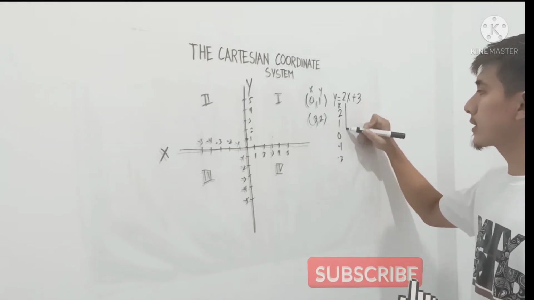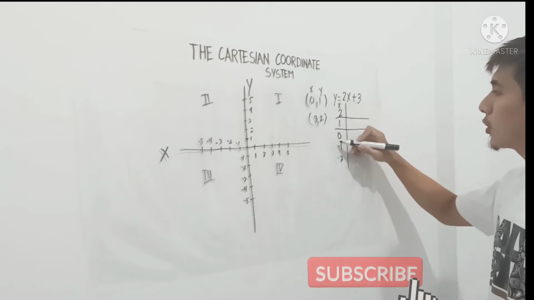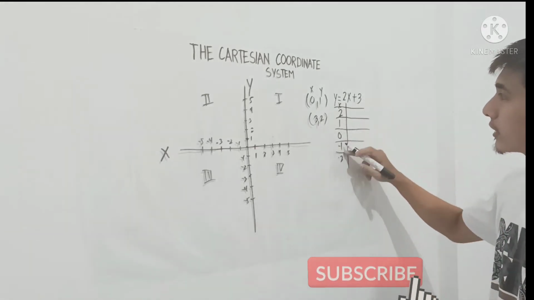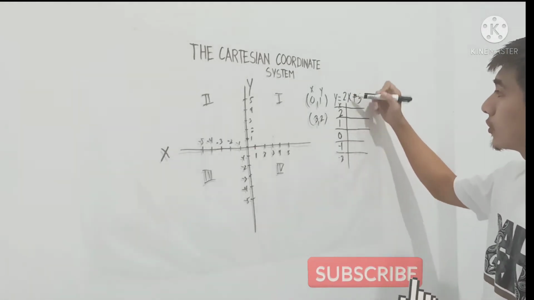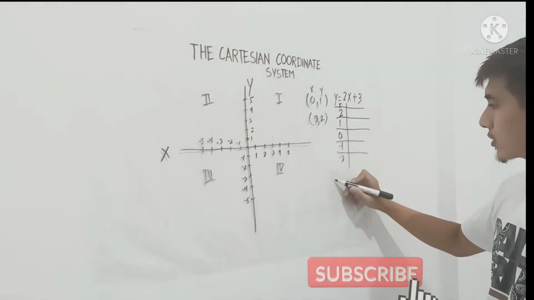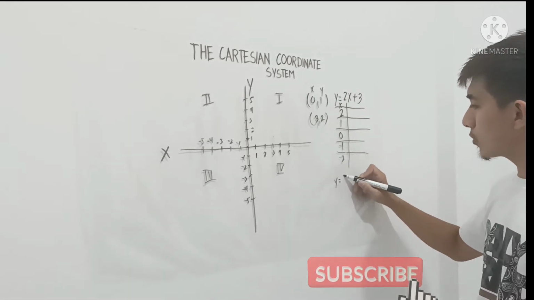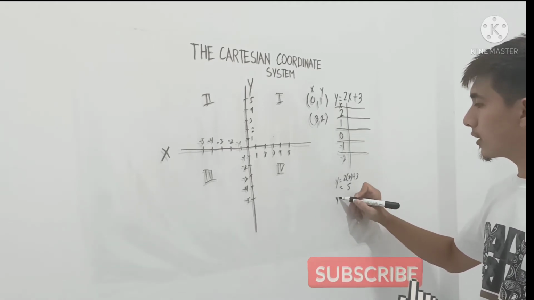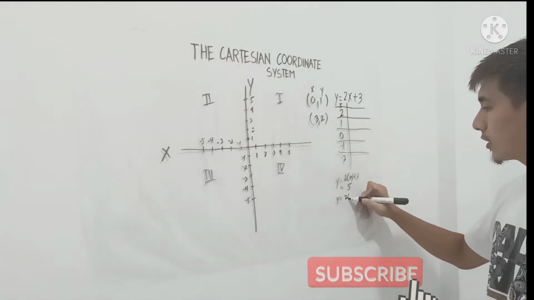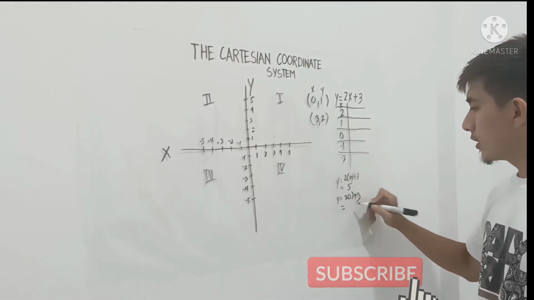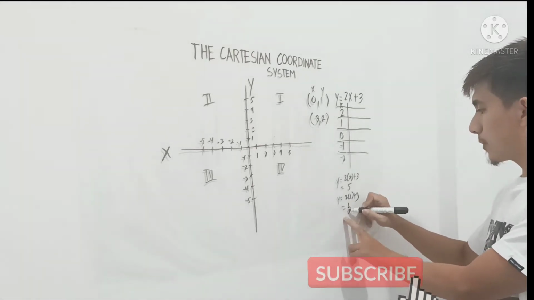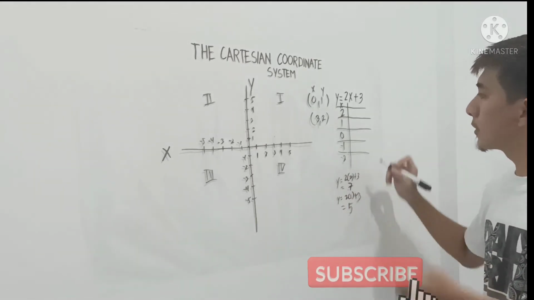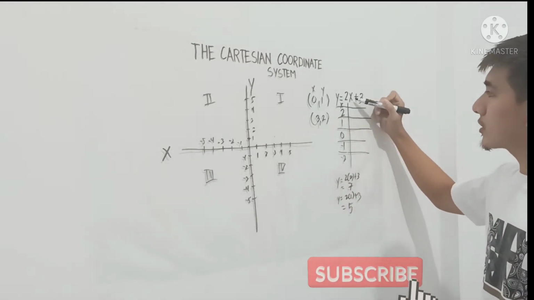This is the value of our x. So, how will we know the value of our y? You will just simply substitute the value of x given in this equation. So, if x is equal to 2, y is equal to 2 times 2 plus 3, y is equal to 7. And then, if the value of x is 1, 2 times 1 plus 3, the value of y is 5. So, we just have to substitute the value of x in this equation.